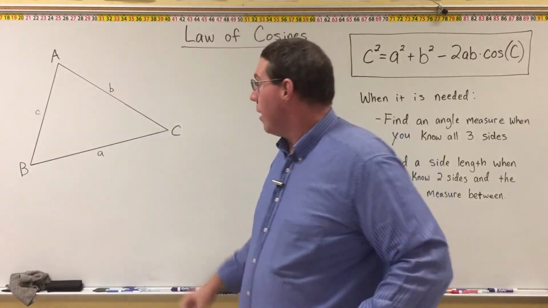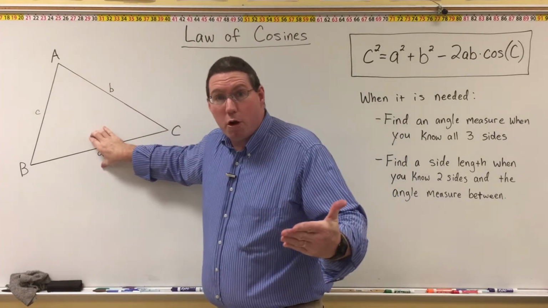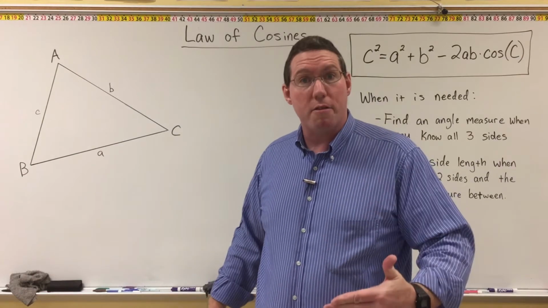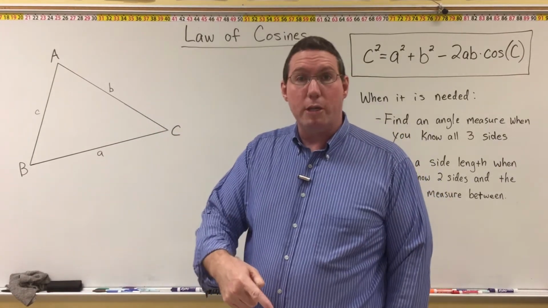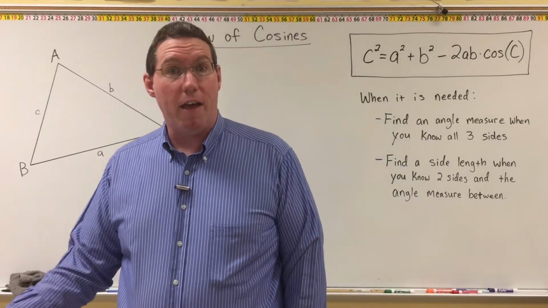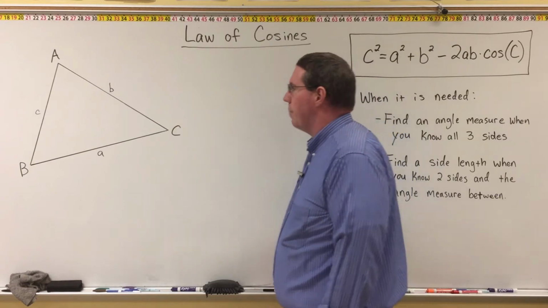With the law of cosines, you now have an angle with two adjacent sides. Remember, cosine is associated with the adjacent side. So the law of cosines can help out in that situation where the law of sines can't be applied. I don't want to say it fails, it just can't be applied.